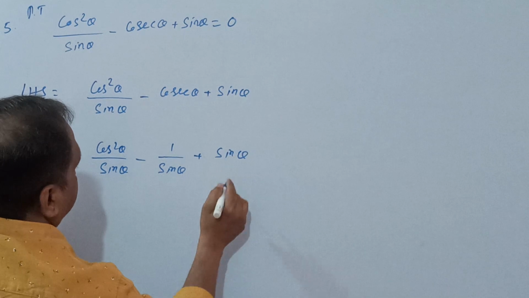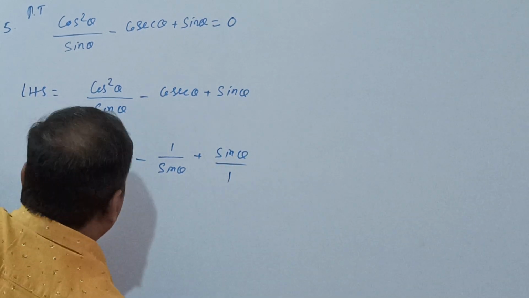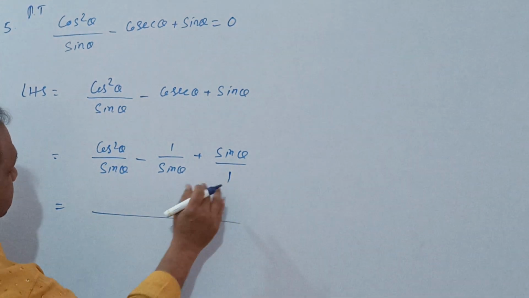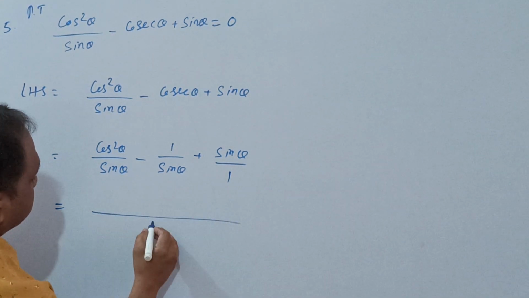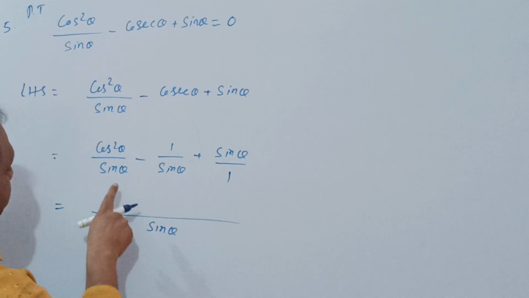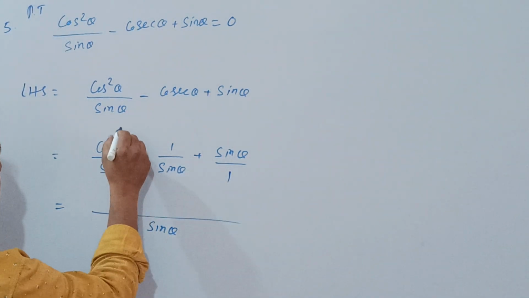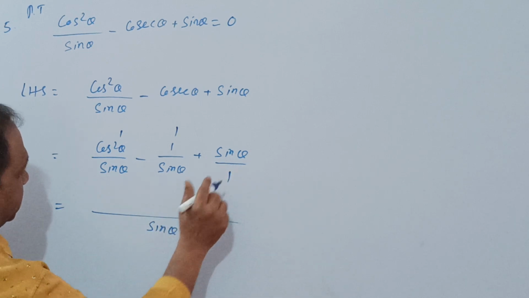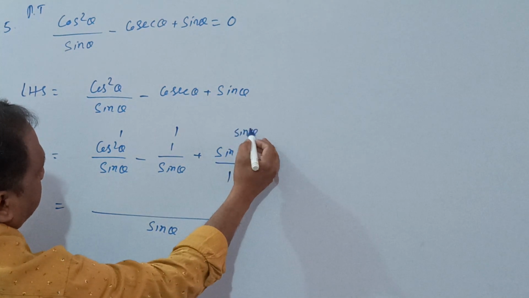So here if you want to treat this one as 1 is present in the denominator, so whole LCM I will take here in the denominator. The LCM becomes here sin theta. If you divide by sin theta, 1 the sin theta, 1 the sin theta becomes sin theta.